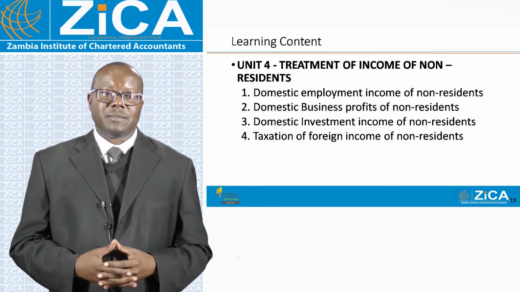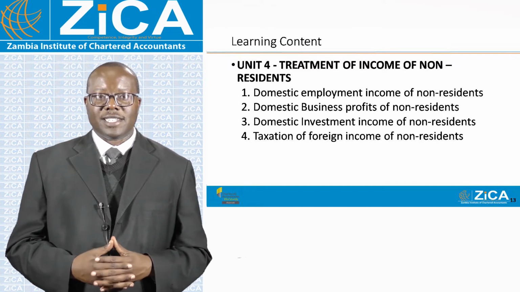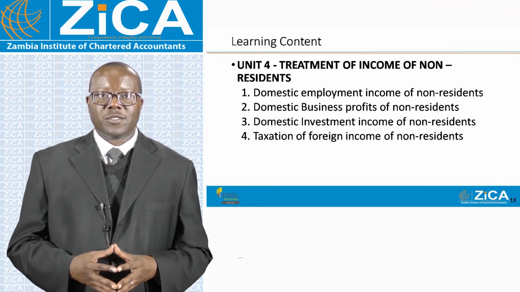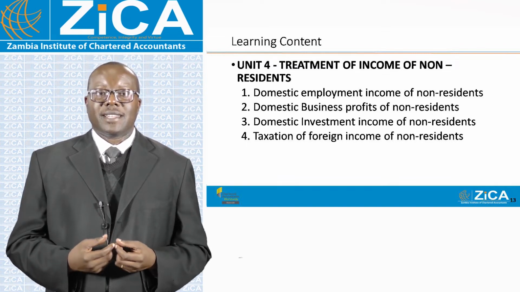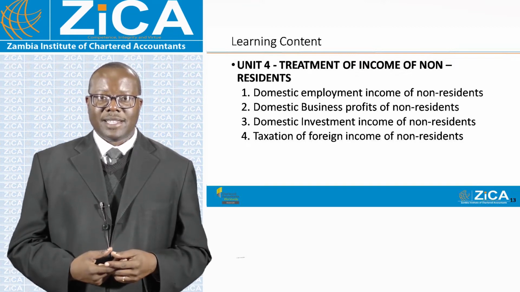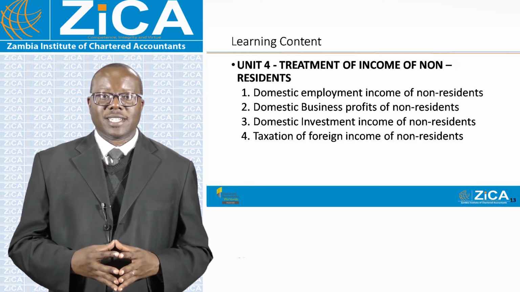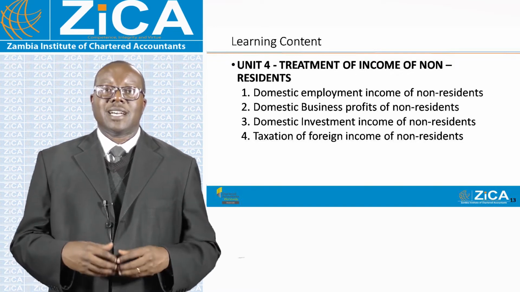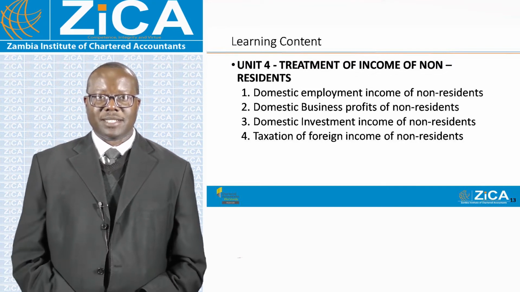The fourth element is taxation of foreign income of non-residents. This involves the treatment of income that arises from sources which are outside Zambia and is received by a person who is not a resident of Zambia. How will such income be subjected to tax in Zambia?